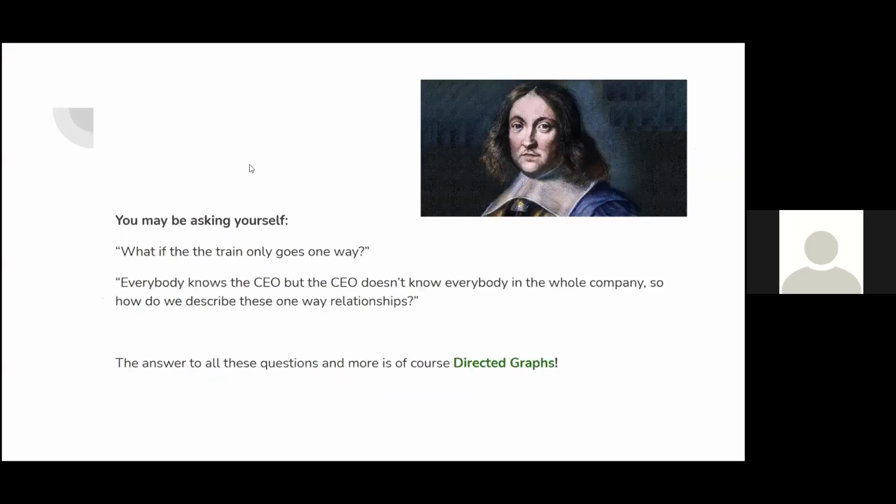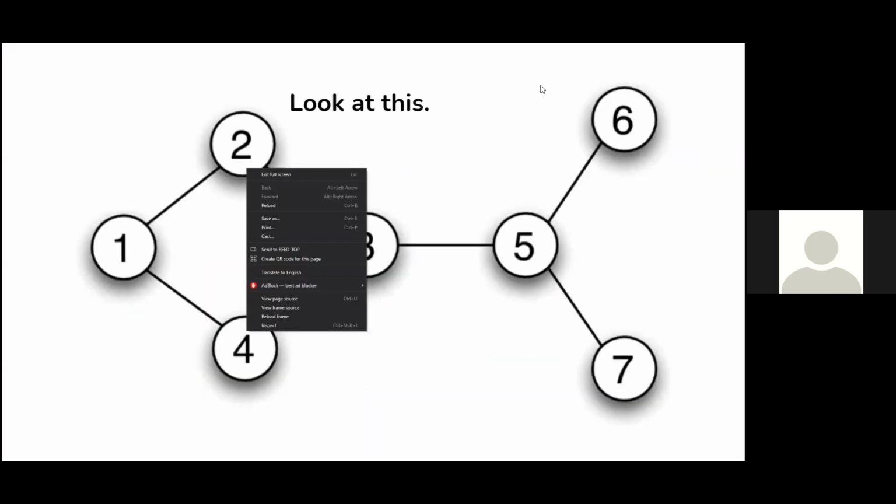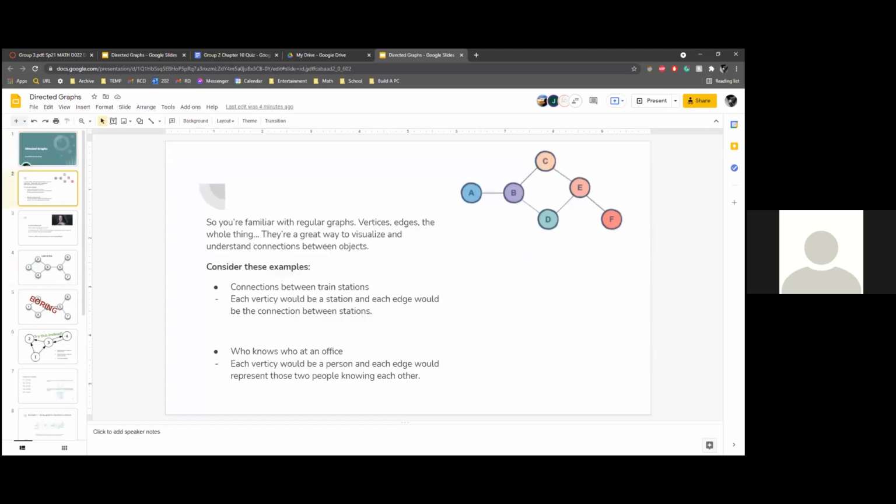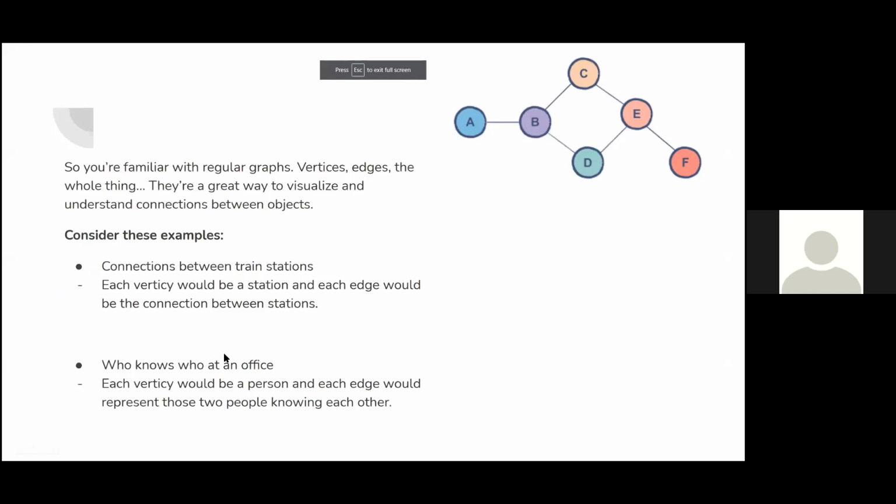Another example is in the office, where you have people, and people either know each other or they don't know each other. So like person C in this example knows person E and B.